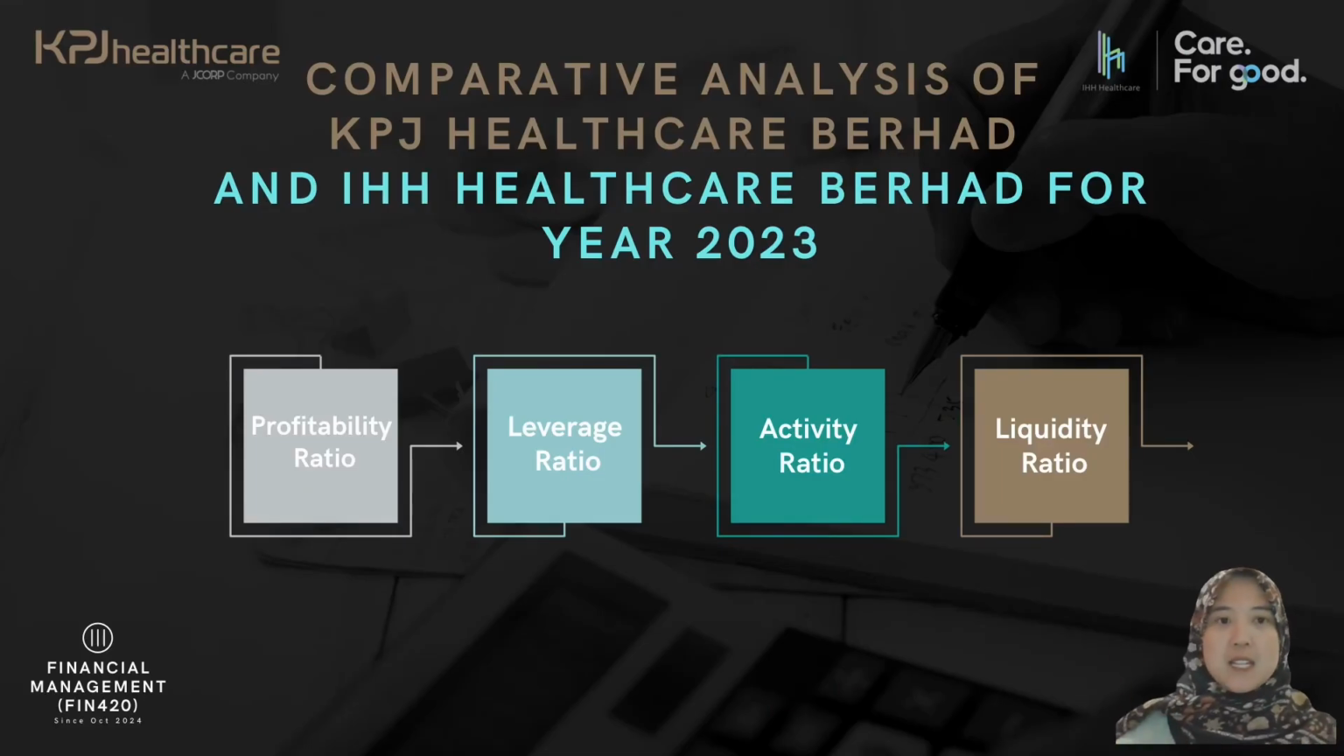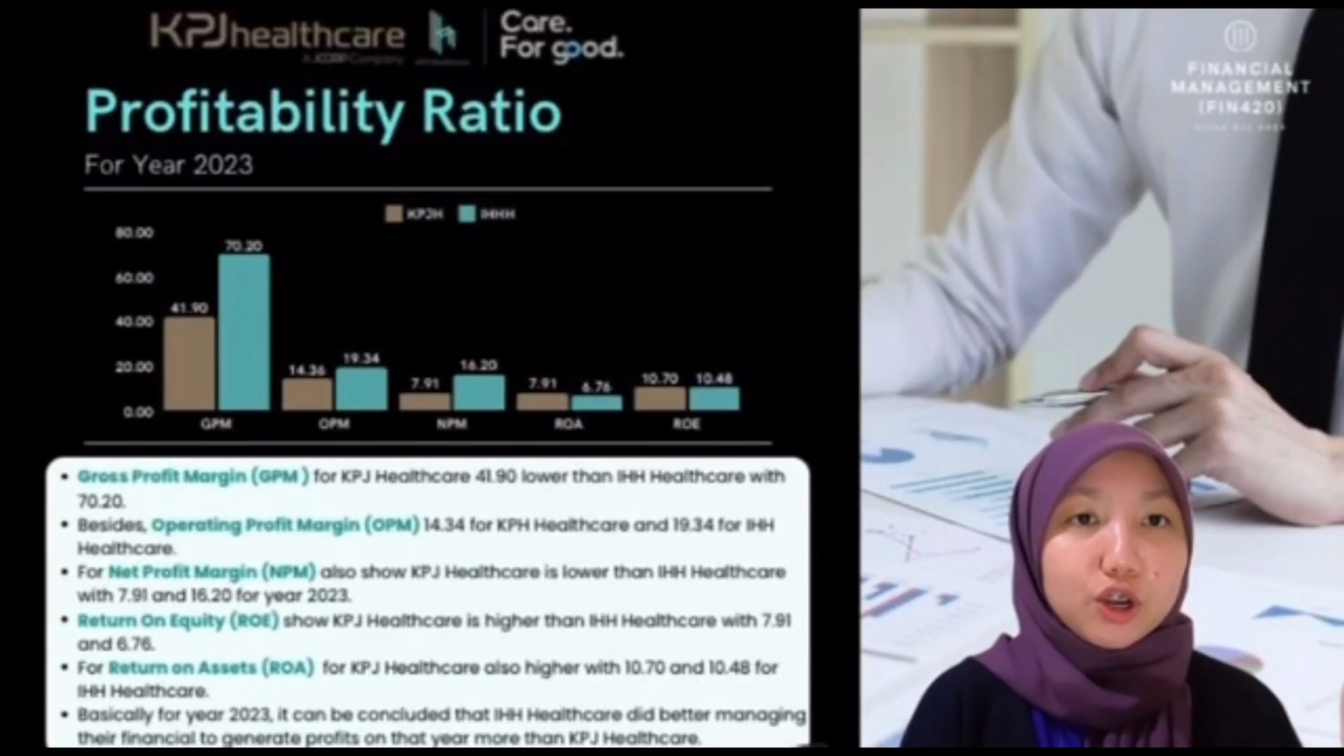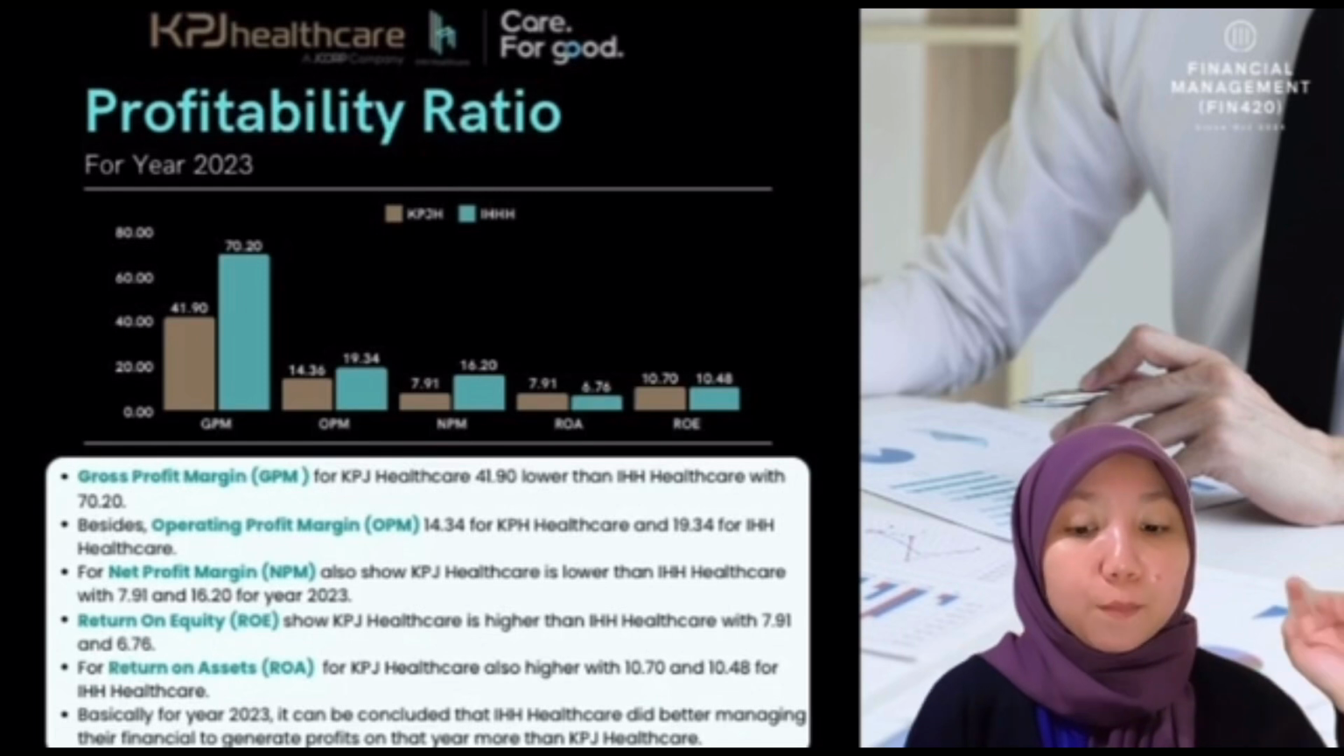Next is the comparative analysis of KPJ Healthcare Berhad and IHH Healthcare Berhad for the year 2023. It also covers the profitability ratio, leverage ratio, activity ratio, and liquidity ratio. The presentation focuses on comparing the profitability ratios of the two healthcare companies, KPJ Healthcare and IHH Healthcare, for the year 2023. It used a bar graph to visually represent the key profitability ratios.